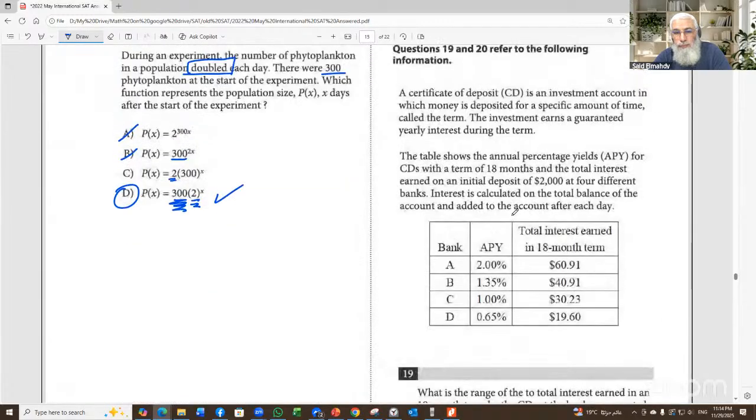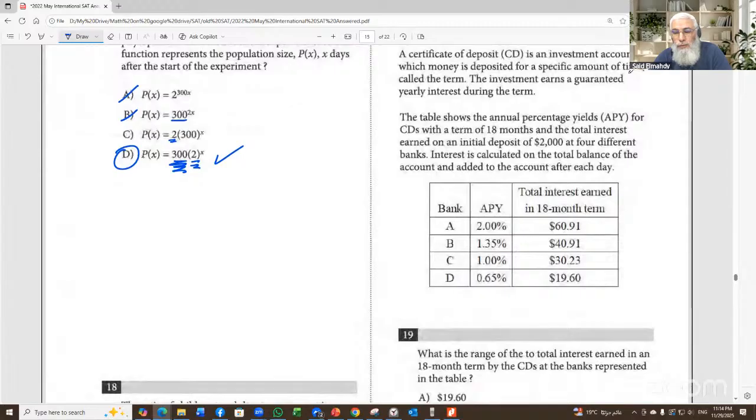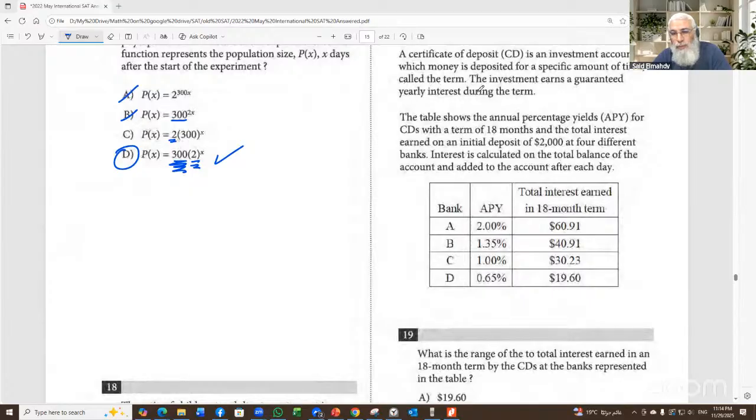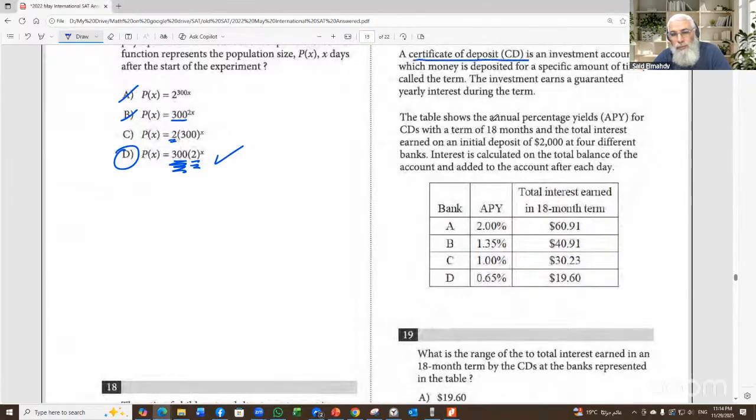Number 19, the certificate of deposit, CD, is an investment account in which money is deposited for a specific amount of time, called the term. The investment earns a guaranteed yearly interest during the term. The table shows the annual percentage yield for CDs, certificate deposits, with a term of 18 months. So the period is 18 months.